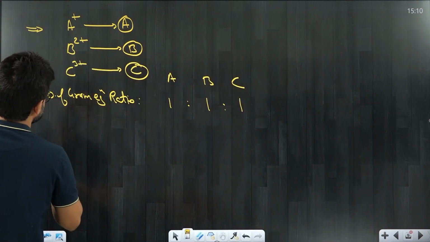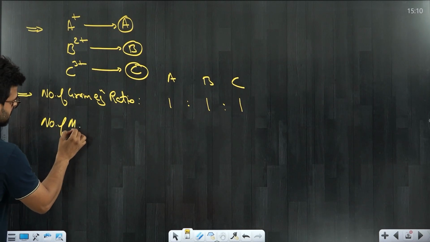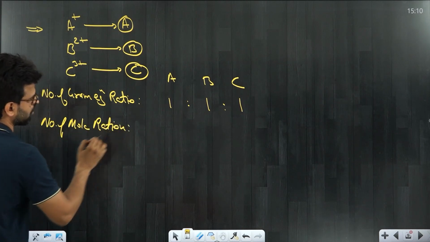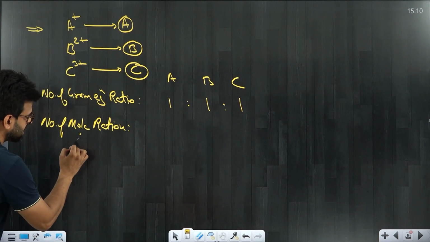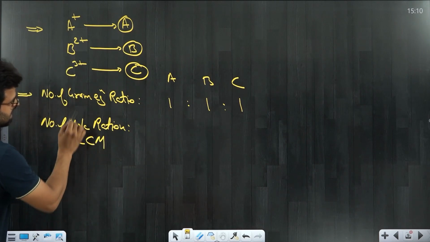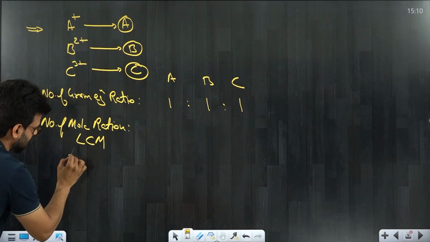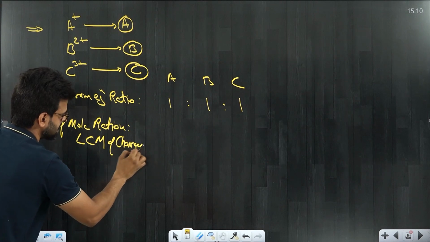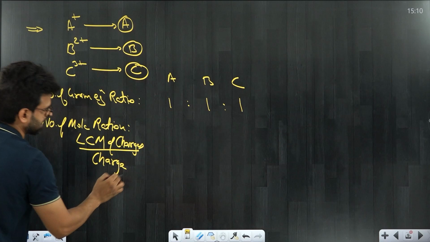If I want to find the number of moles ratio, we have a little shortcut for this. Do one thing. Take the LCM of charges, like A plus, B plus 2, C plus 3. Take the LCM of charges and divide by the corresponding charge of that ion.